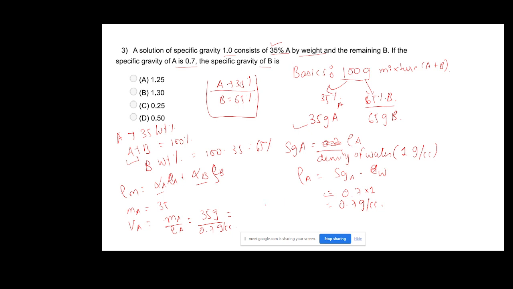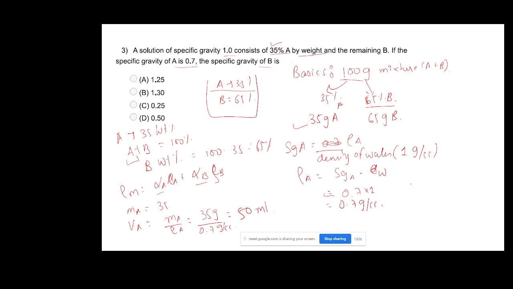You can unmute and tell me. Has someone calculated? If not, 35 by 0.7 comes out to be 50. cc is centimeter cube or ml. So the volume of A in the mixture is 50 ml.